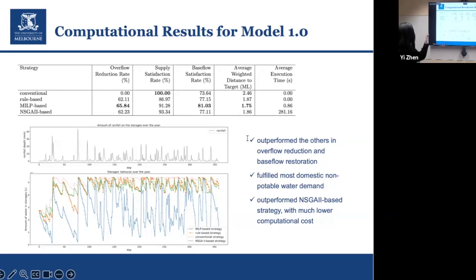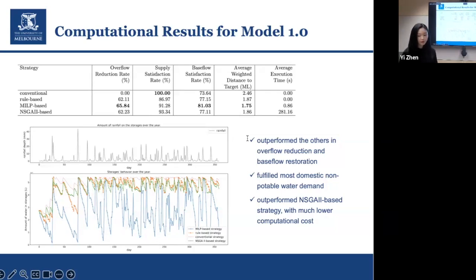And as we can see from the table, our MIP-based strategy managed to outperform the others in overflow reduction and baseflow restoration, with over 90% of the household demand being satisfied. And this average weighted distance to target basically measures the overall performance across the objectives. And we can see that our MIP-based strategy performed the best, and it also managed to outperform the NSGA2-based strategy with a much lower computational cost.